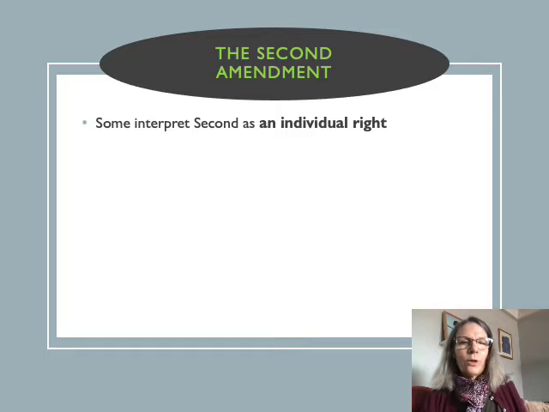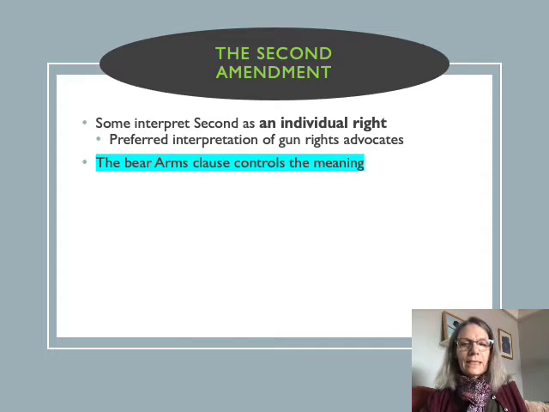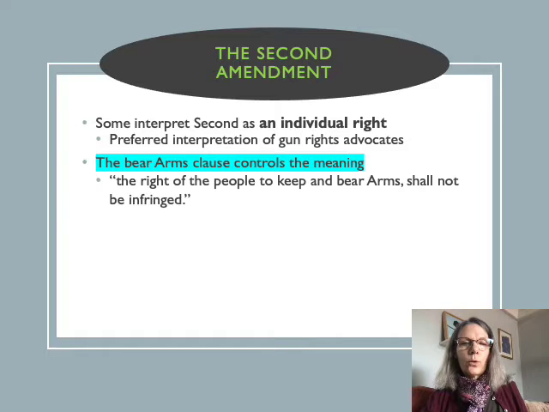So some people interpret the Second Amendment not as a collective or a state's right, but an individual right. And in doing this, they focus on the bear arms clause that controls the meaning. From this perspective, the Second Amendment's meaning is derived from the clause, the right of the people to keep and bear arms shall not be infringed. Thus, it's an individual right.